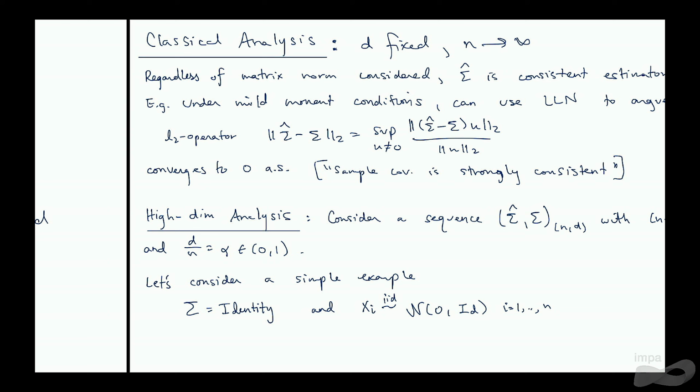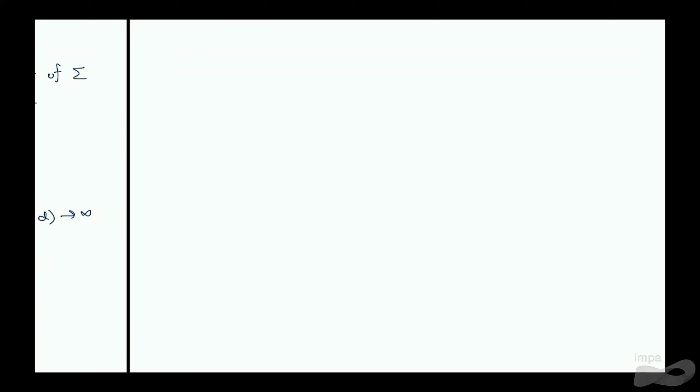To study the properties of the sample covariance, what I want to do is study the eigenvalues of the sample covariance matrix. So we'll study the eigenvalues of sigma hat. The first thing we should notice is that all d eigenvalues of sigma equals the identity are equal to 1.